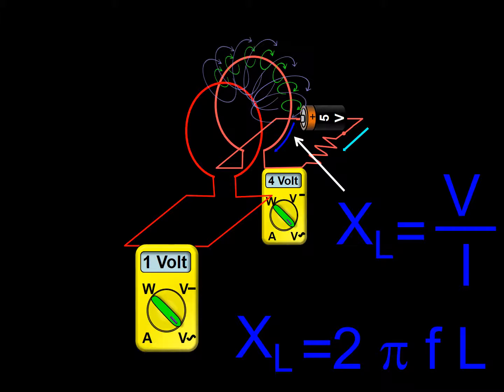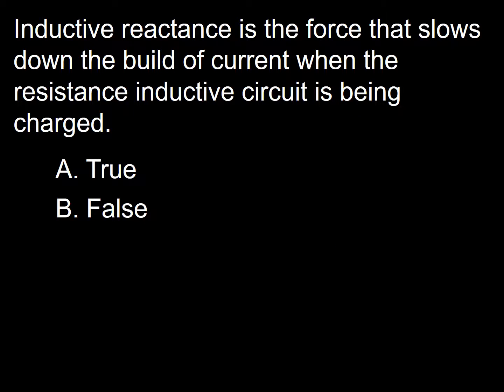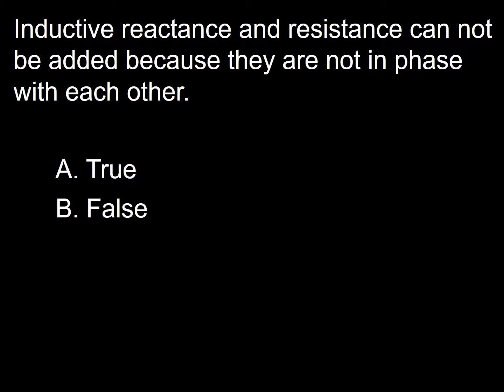Inductive reactance, especially when dealing with alternating current, can also be expressed as a function of inductance. In this case, we can say that inductive reactance is equal to 2 times pi times the frequency of the current times the inductance of the medium in henries. So the answer to this question is true.